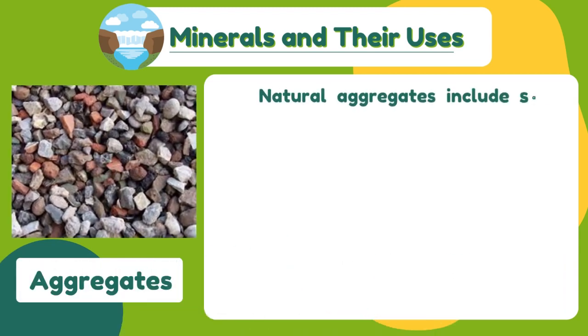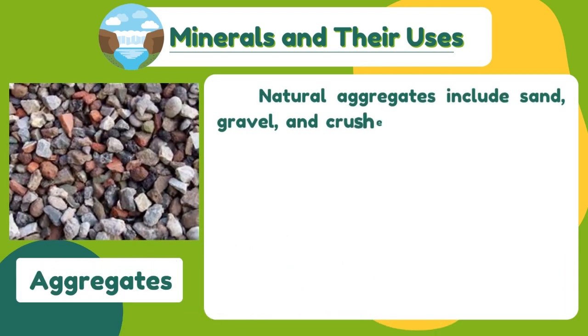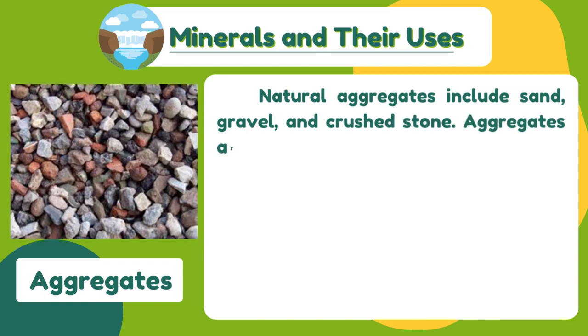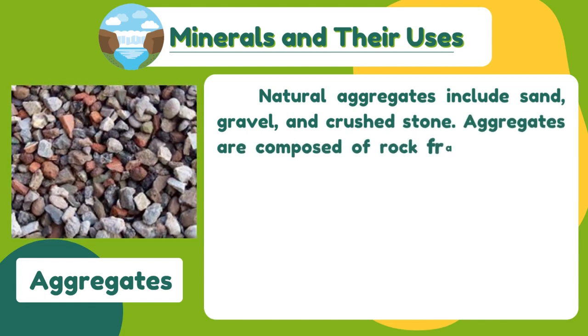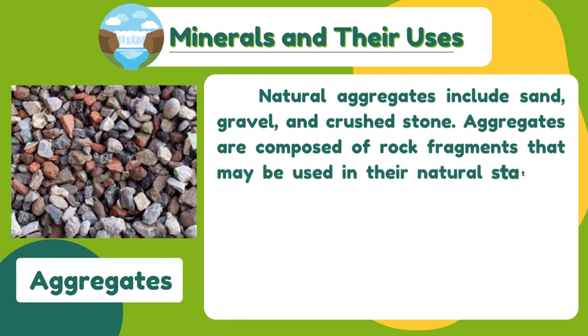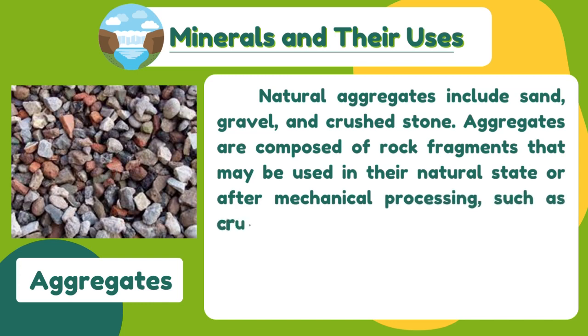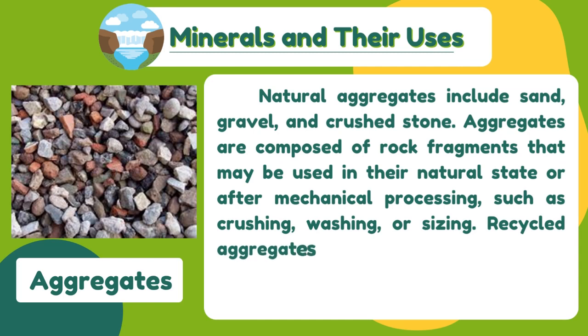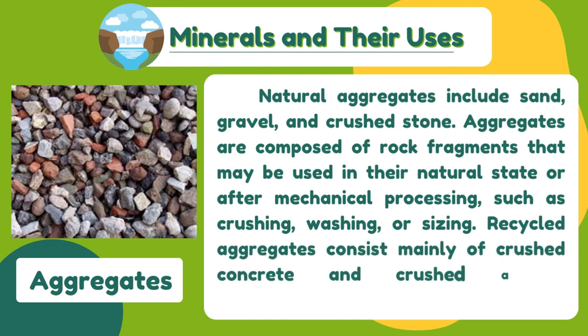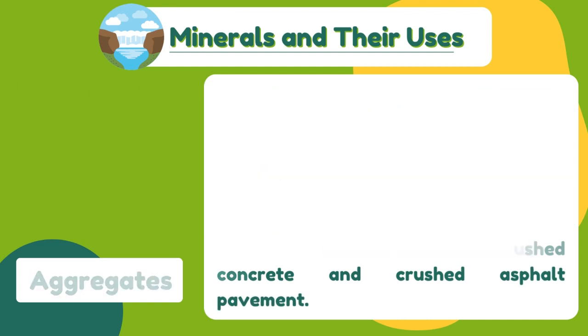Aggregates. Natural aggregates include sand, gravel, and crushed stone. Aggregates are composed of rock fragments that may be used in their natural state or after mechanical processing, such as crushing, washing, or sizing. Recycled aggregates consist mainly of crushed concrete and crushed asphalt pavement.